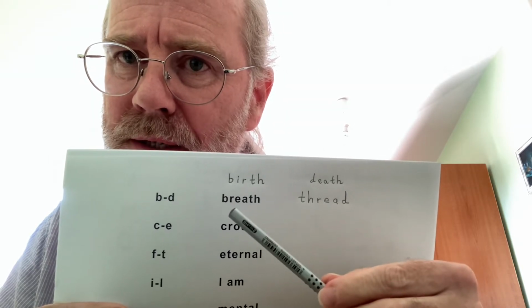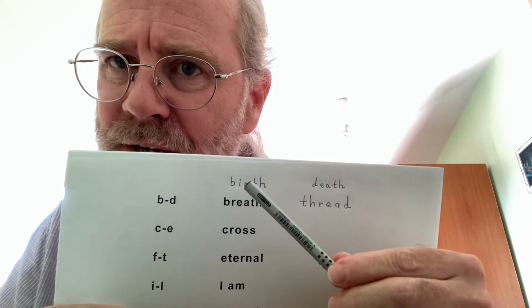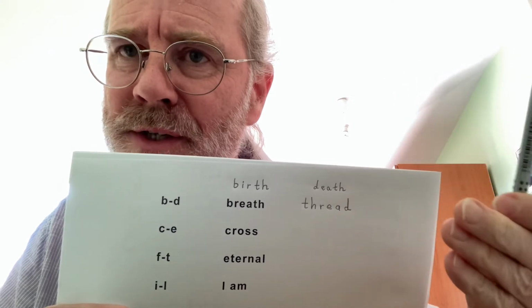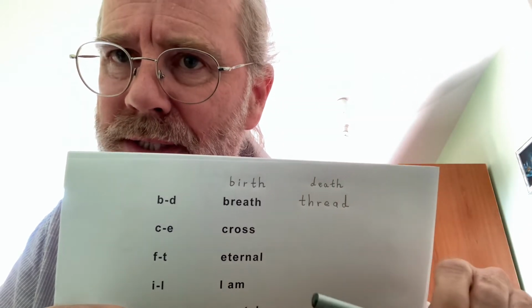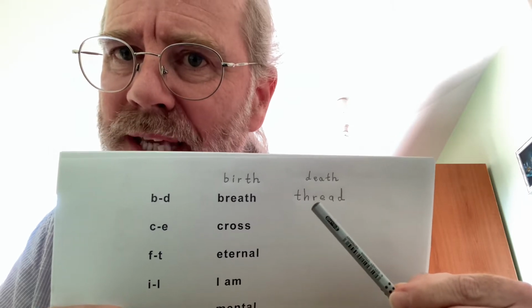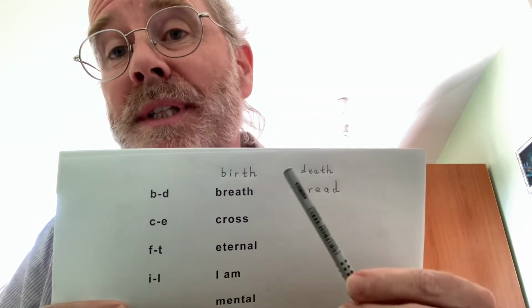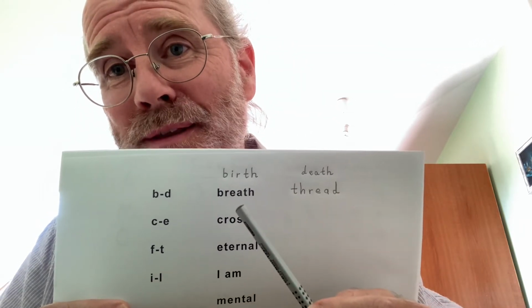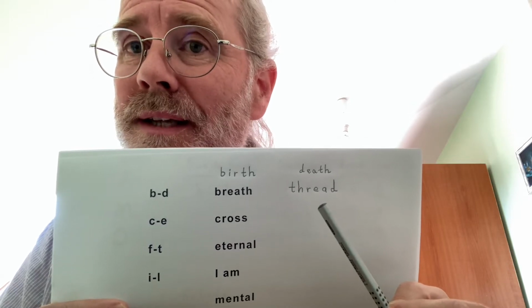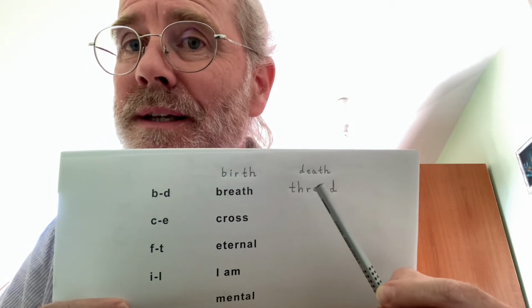I've simply changed the vowels. They're all front vowels, A, E, I, pronounced at the front of the mouth, but the other letters are the same. And thread, if I remove the R, gives death. I would suggest that breath is the thread linking birth and death.